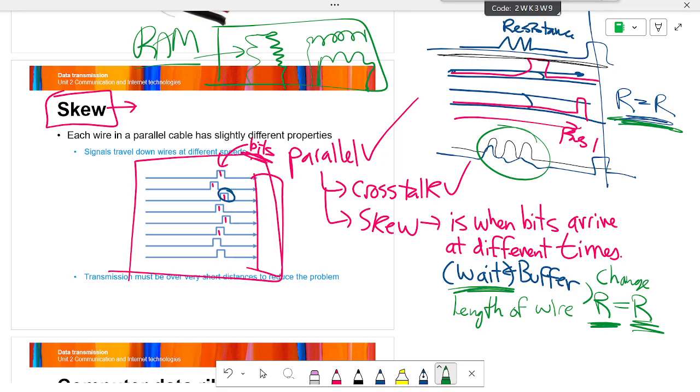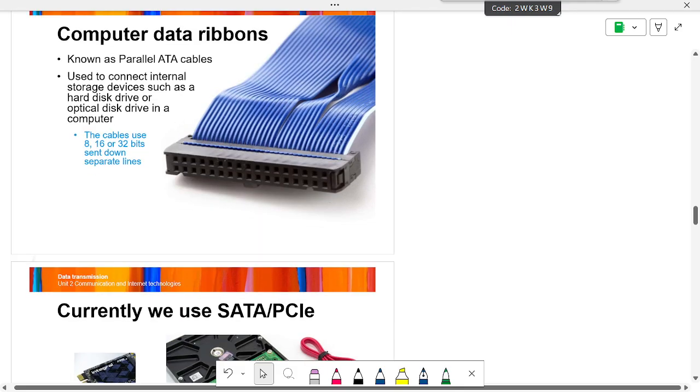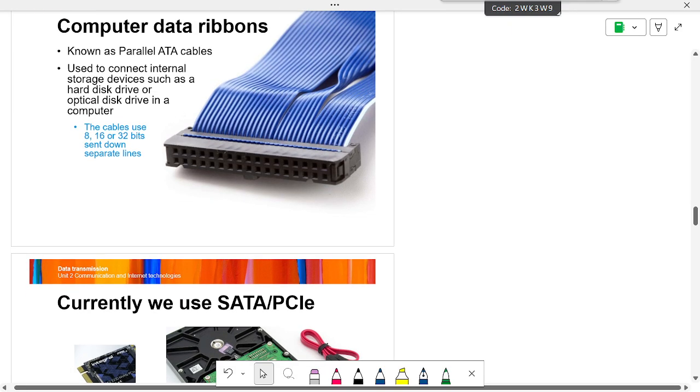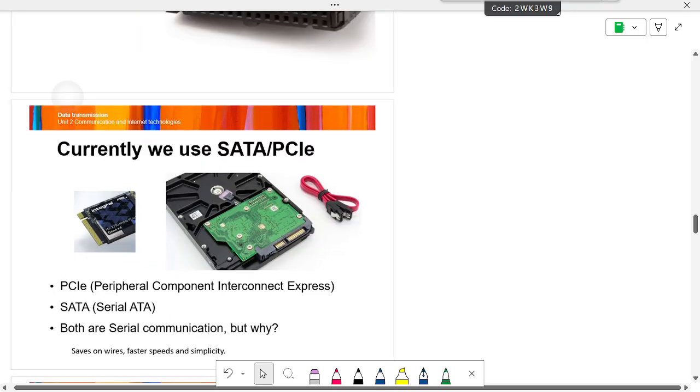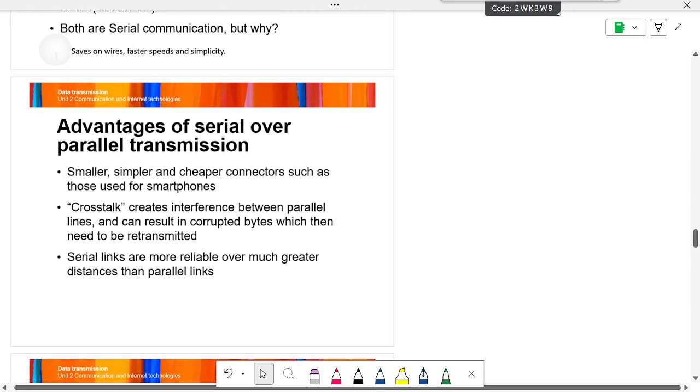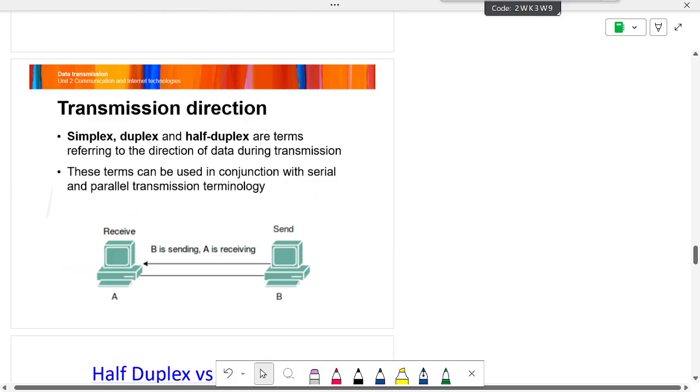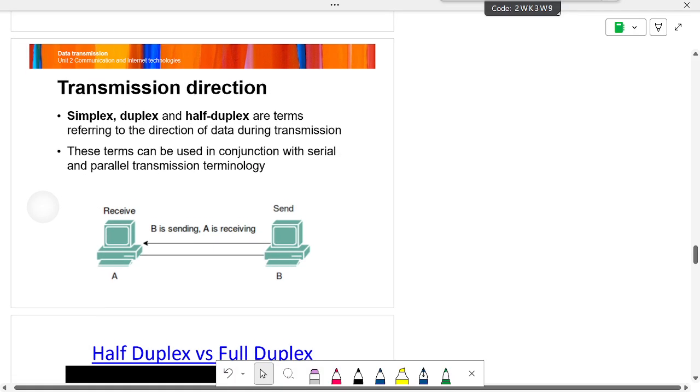Okay. Now, okay, we already talked about that. We have wires, we have SATA. Okay, now we're on transmission direction.